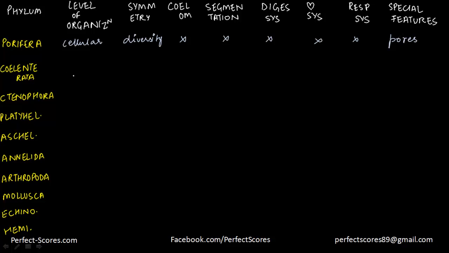Coming to Coelenterata, they have a tissue level of organization. The symmetry is radial. And the coelom and segmentation is absent in them as well. Digestive system is present, but it is still incomplete. The circulatory system is absent. Respiratory system is also absent. And the special feature is the presence of the stinging cells called cnidoblasts.